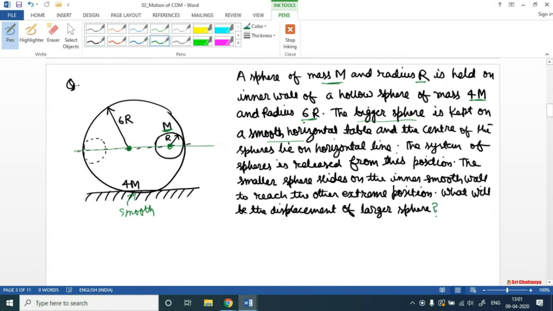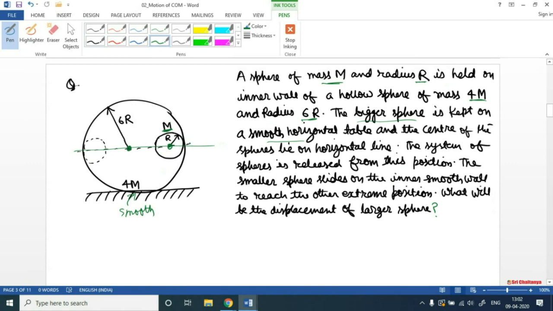How we can move ahead in this question is very simple. See, for this system of the large sphere and smaller sphere, if we consider the external force acting on it, the horizontal force acting on this system will be equal to 0, because this surface is smooth, so friction will not act. So the net horizontal external force on this system is going to be 0. Although there would be internal forces which may be horizontal at instances, we are not really worried about the internal forces of the system.